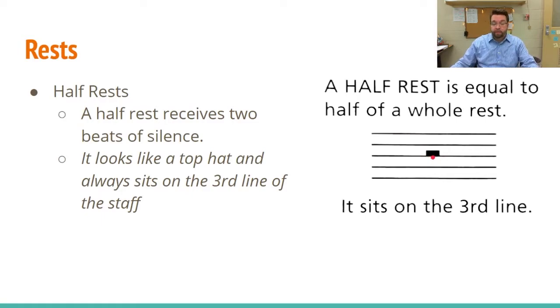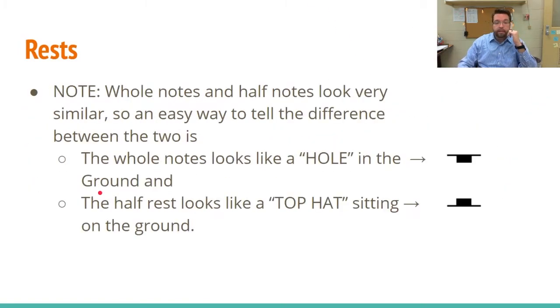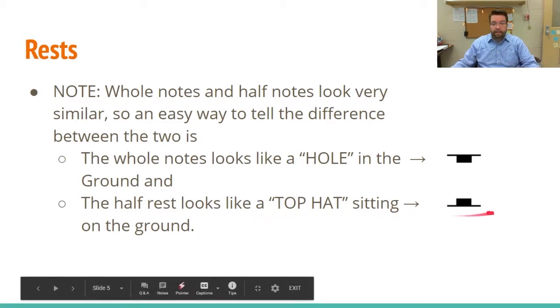Line 3 will always and forever be where this rest sits. That's how you can tell the difference between a whole rest and a half rest. A whole rest looks like a hole in the ground, and I'll go into that right now. Whole notes and half notes look very similar. They're basically the same thing, just flipped. A whole rest looks like a hole in the ground. If you were to walk on this line here, you'd fall into that hole. A half rest is the same thing, just flipped and sitting on the third line. So the half rest looks like a little top hat sitting on the ground. That's what that looks like there.